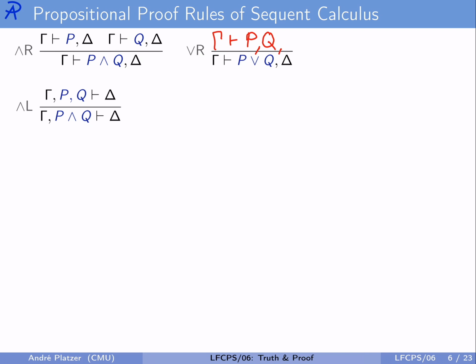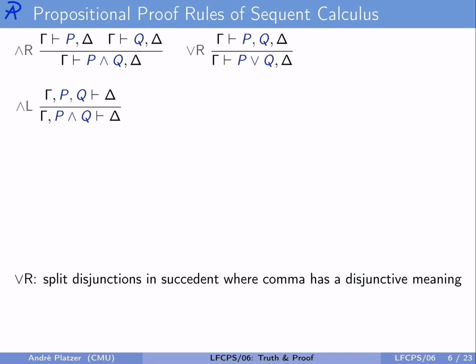And of course, if we keep any of the other options and succeed in the proof of those, that also still proves the things we already asked to prove, namely to prove from the assumptions gamma that P or Q is true, well, or the other alternatives. So our proof rule that we've got is right here. That's the proof rule for proving a disjunction by splitting the disjunction into its separate parts in the exact same succedent, because the comma in the succedent already has a disjunctive meaning.